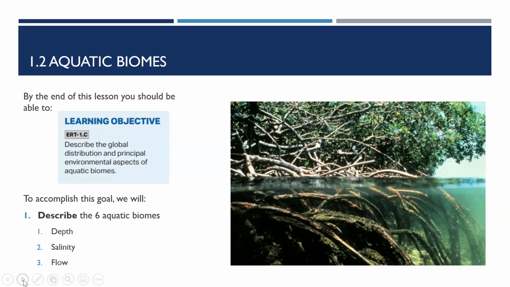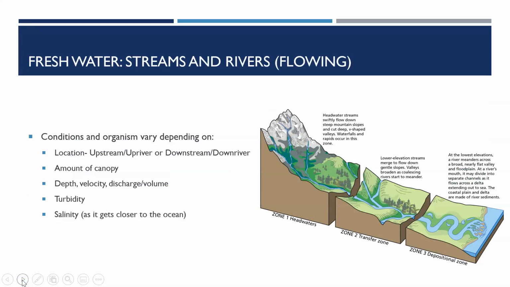We're going to do this for the 6 aquatic biomes, and we're going to look at them and categorize them by their depth, their salinity, so how much salt there is, and the flow. Are they stagnant, not moving? Are they flowing? We're going to start with freshwater, and we're going to start with the 2 biomes that are flowing, so streams and rivers. So no 2 streams or rivers are the same, and the conditions and the organisms can vary even within the same biome.